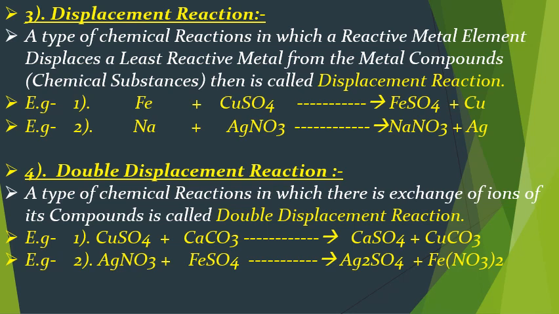Fourth is double displacement reaction, a type of chemical reaction in which there is an exchange of ions between its compounds. For example, with copper sulfate and calcium carbonate, there is an exchange of sulfate to calcium and carbonate CO3 to copper, so there is an exchange of ions between them. Silver nitrate and ferrous sulfate become silver sulfate and ferrous nitrate by exchanging sulfate from ferrous sulfate to silver.